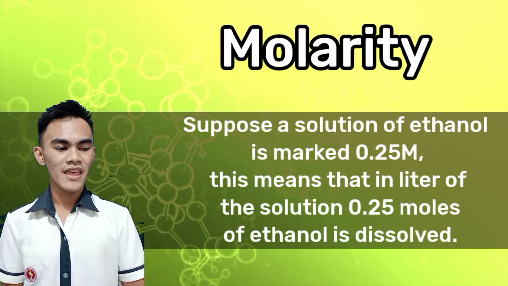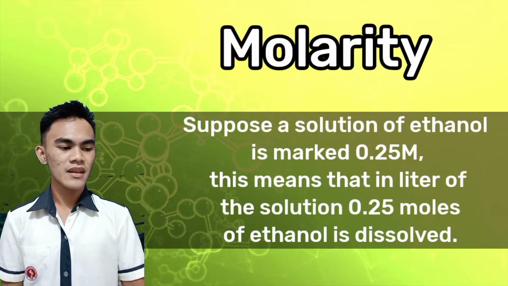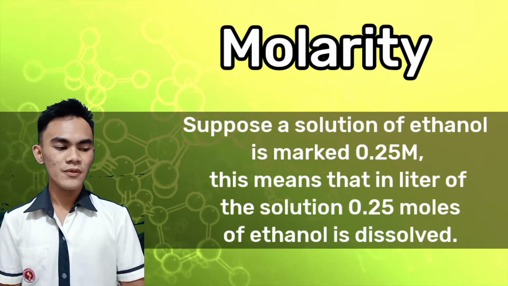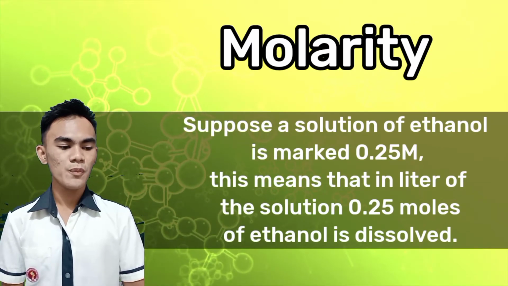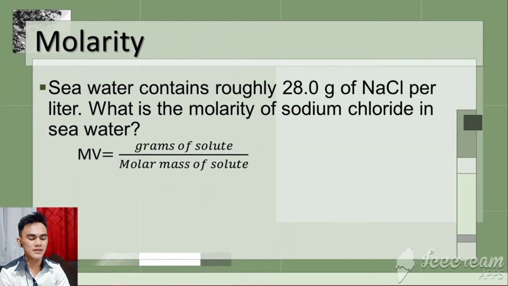Suppose a solution of ethanol is marked 0.25 moles. This means that in 1 liter of the given solution, 0.25 moles of ethanol is dissolved. The problem states that seawater contains roughly 28 grams of sodium chloride per liter. What is the molarity of sodium chloride in seawater?